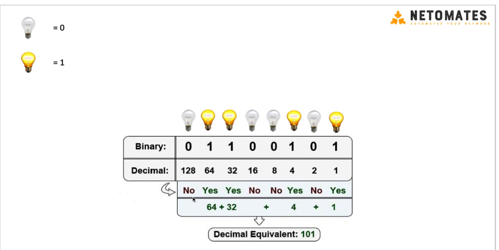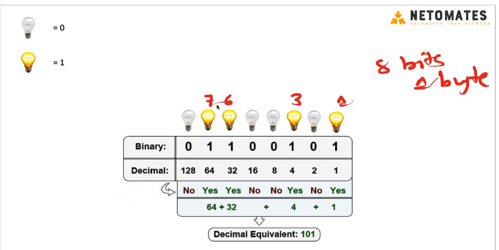So let's take another example. Here we have taken 1 2 3 4 5 6 7 8. So we took 8 bits, which means 1 byte. Now if you see the first, third, and so on, these lights are turned on, the other lights are turned off.